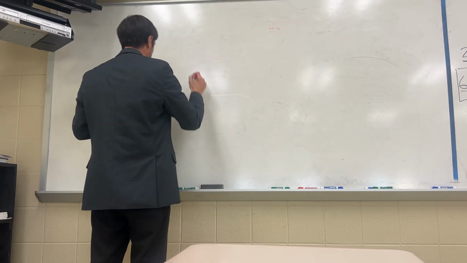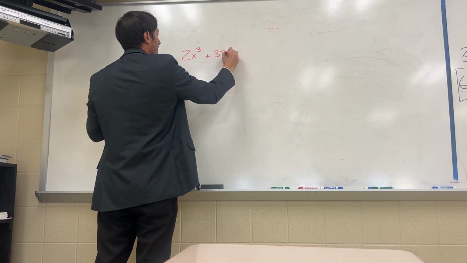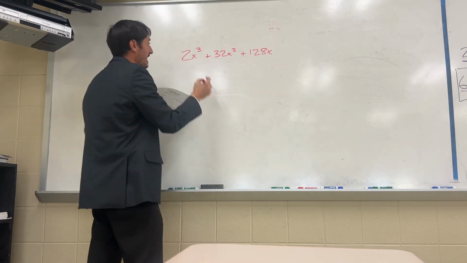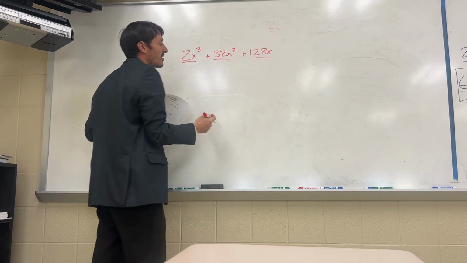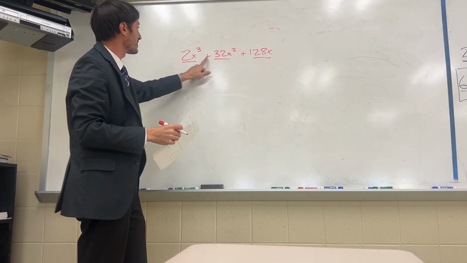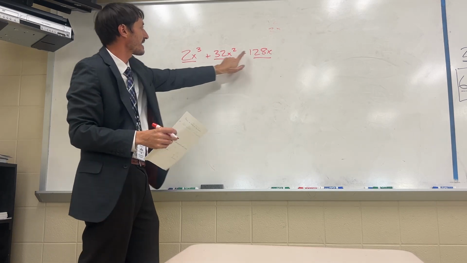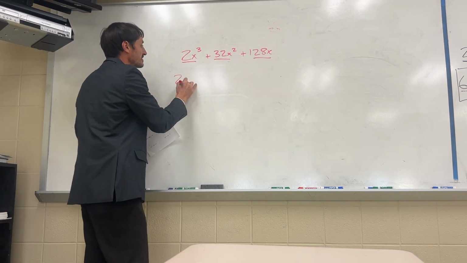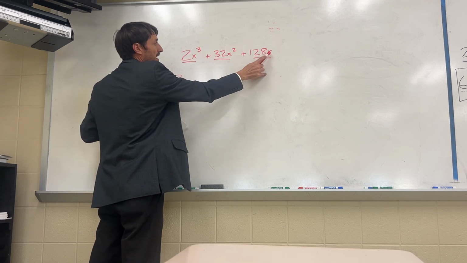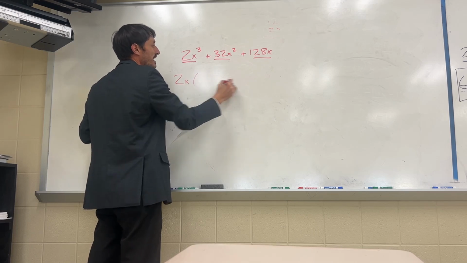Let's go to number 17. 2x cubed plus 32x squared plus 128x. The first question you have to ask is there something common among all your terms? The answer to this is yes, because notice all the terms are even and we can divide all the terms by 2. Also, we have a common x on every term. So we're going to take out a 2, and the maximum number of x's I can take is going to be 1x because the smallest number of x's in any term is 1. So we're going to take out a 2x.